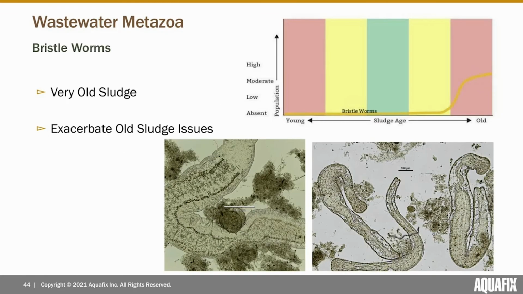Finally, we have bristleworms. Bristleworms prefer high MLSS and low F to M conditions within a very high sludge age. Bristleworms are usually large enough that they can be seen with the naked eye. They normally range from about 300 micrometers to a centimeter.